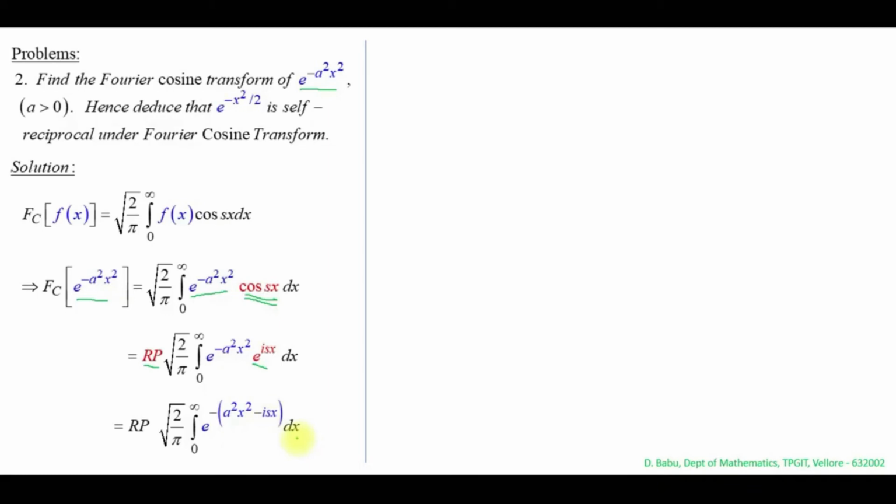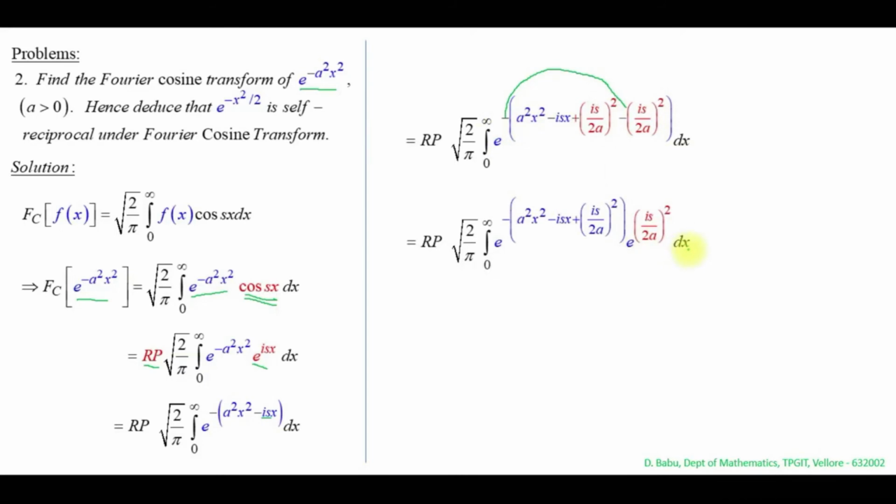So what is the next step in the previous problem? Adding and subtracting what term? Here, what is the coefficient of x? It is is. What is half of it? It is is by 2. What is the coefficient of x square? a. Therefore, we have to subtract and add is by 2a the whole square. Minus into minus gives plus. So e power is by 2a whole square into dx.